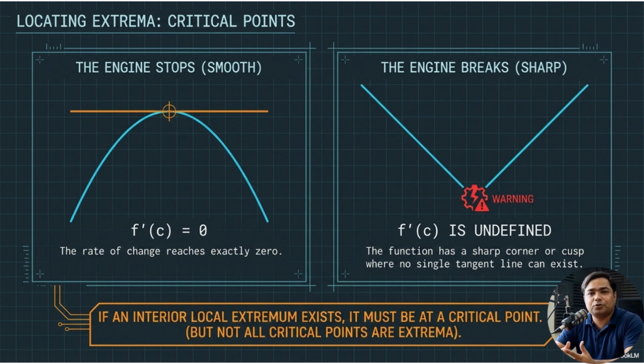A very important rule is shown at the bottom. If an interior local extremum exists, it must occur at a critical point, but we must be careful. Not all critical points are extrema. Some critical points may be flat but not maximum or minimum. So, in optimization, critical points are candidates. They are places we must check, not automatic answers.